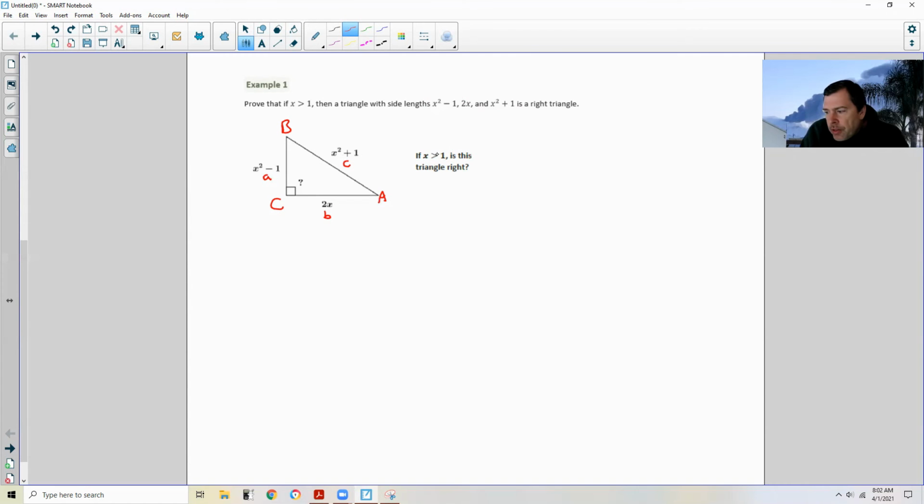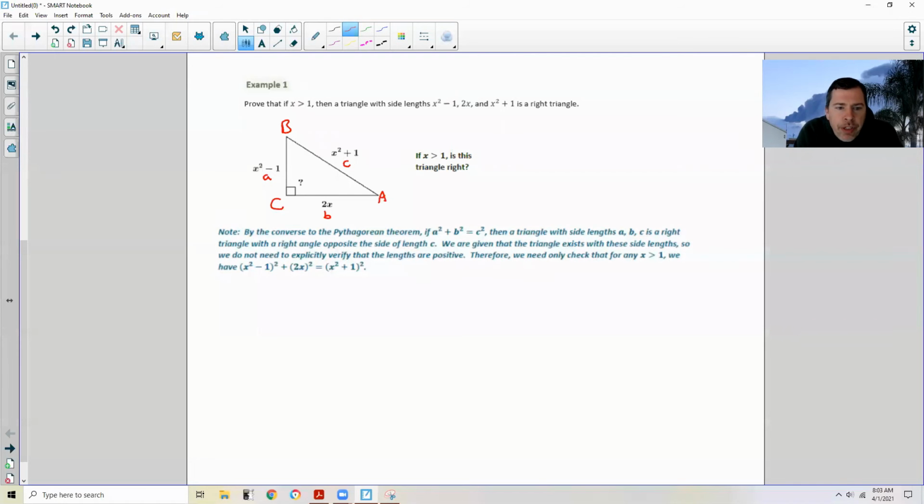So with that being said, what are we trying to do here? So I'm going to bring in a statement. So here's a note. By the converse to the Pythagorean theorem, if a squared plus b squared equals c squared, then a triangle with side lengths a, b, and c is a right triangle with a right angle opposite the side length of c. We're given that the triangle exists with these side lengths, so we do not need to explicitly verify that the lengths are positive. Okay, distance cannot be negative.